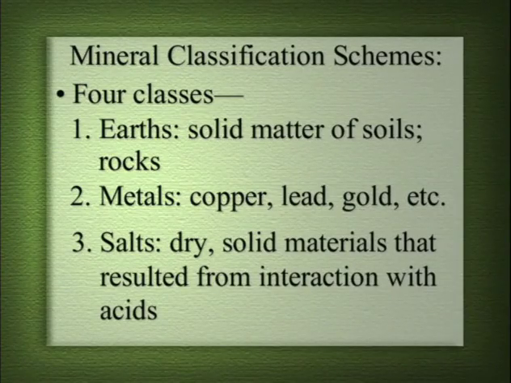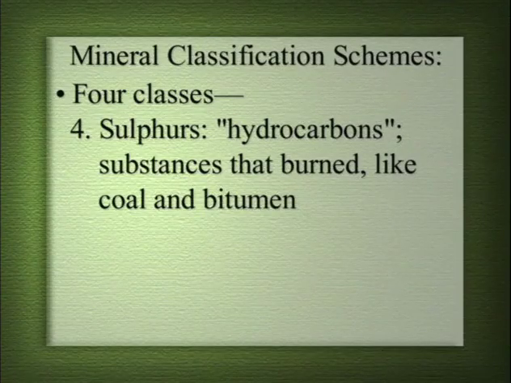Third, there were salts. Salts were dry, solid materials that resulted from interaction with acids. Sometimes they were soluble in water, sometimes they were resistant to fire. The fourth and last class of minerals was the sulfurs. We might call them hydrocarbons. Here there were substances that burned, like coal and bitumen. As I mentioned earlier, German mineralogists had a tradition of gathering empirical information about these various forms of solid materials found on Earth. We're interested here primarily in the first class of minerals, the earths.